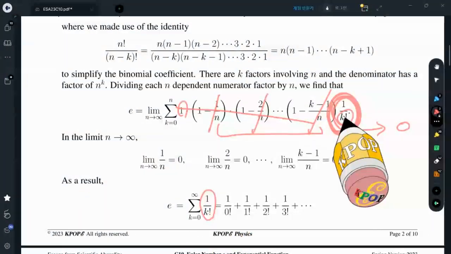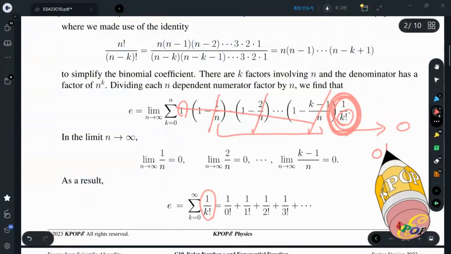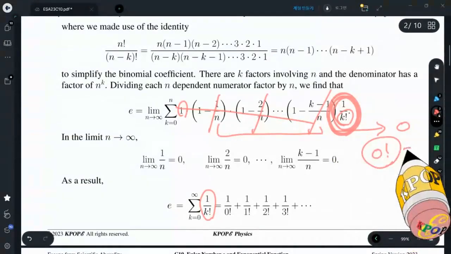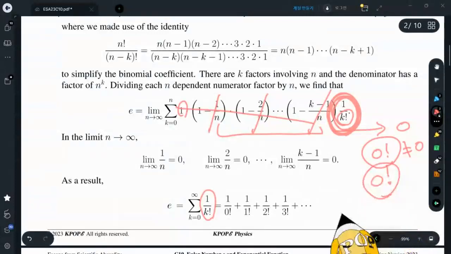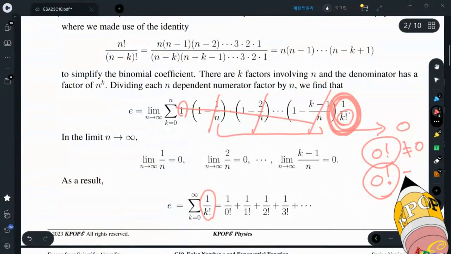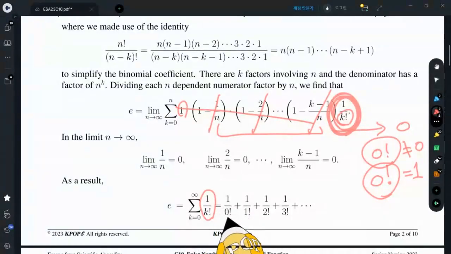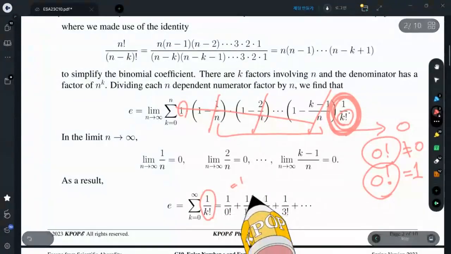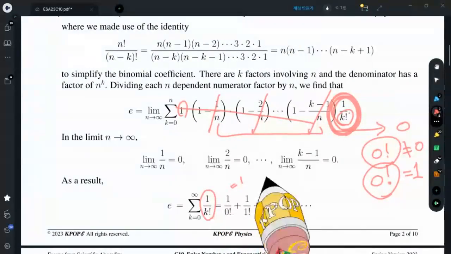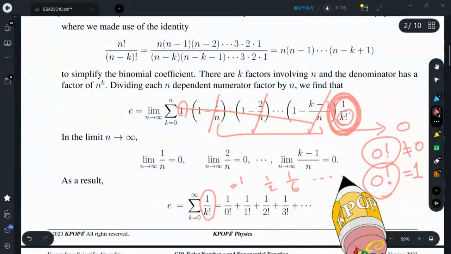By the way, here we have k equal to 0, that is 0 factorial. 0 factorial does not equal 0. 0 factorial means I didn't multiply anything. That means it is 1. So 1 over 0 factorial is 1. What is this? 1. What is 1 half? 1/6, and so on.